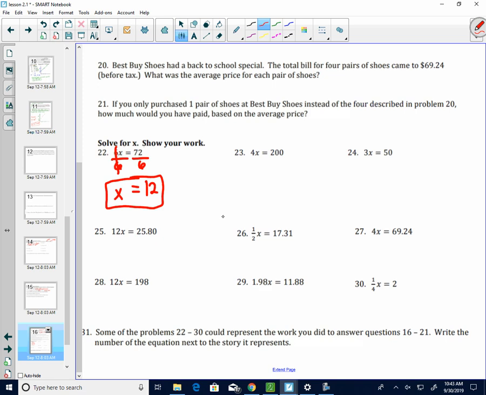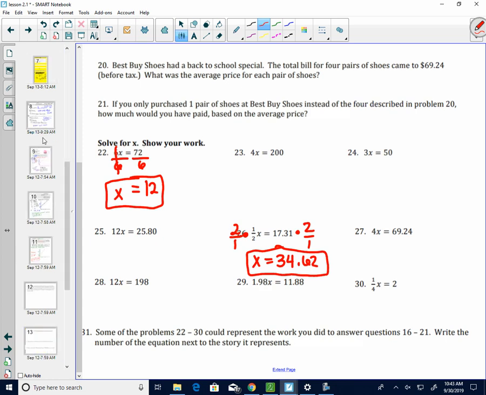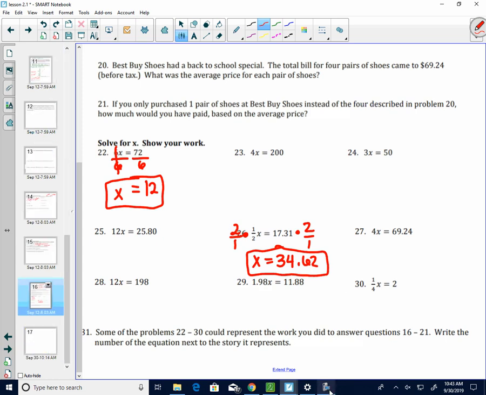We learned in class that if we have a fraction, we multiply by the reciprocal. So we would multiply by 2 over 1 on each side. So x is equal to 17.31 times 2 over 1, which is 34.62. So those are some examples and part of the notes for Module 2, Lesson 1.